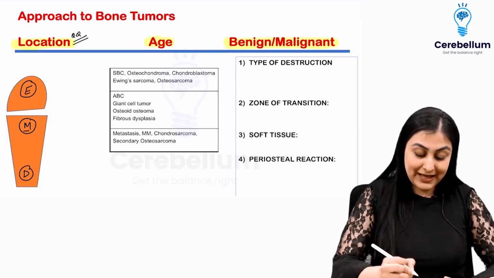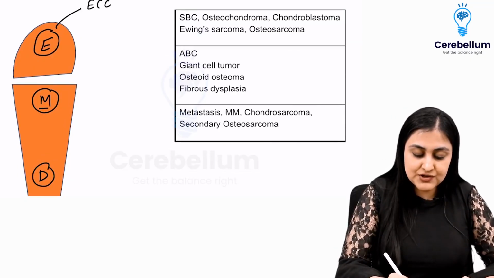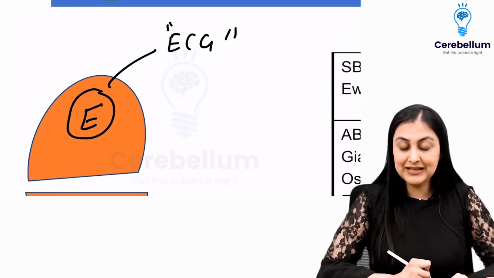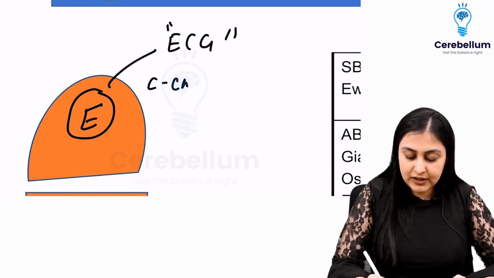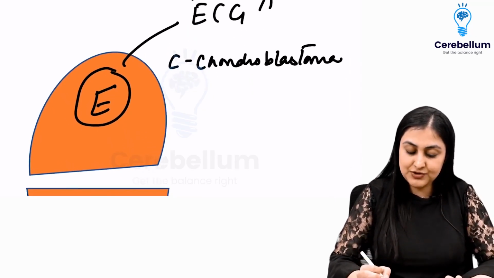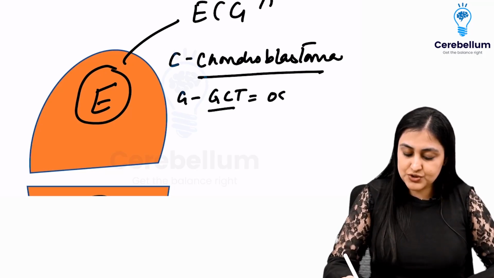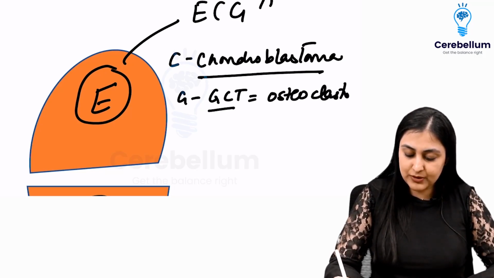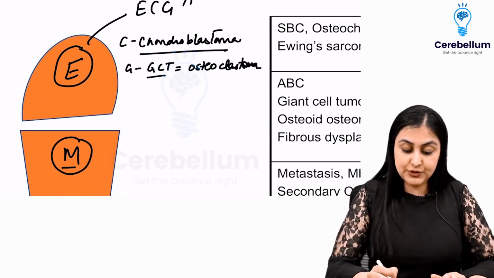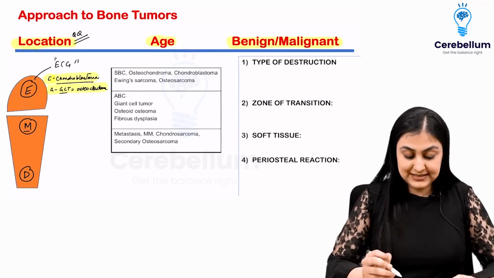So now how do we narrow down the differentials? Here you want to remember, if it is in the epiphysis, a mnemonic: ECG. So what does ECG stand for? When it's an epiphyseal tumor, C for chondroblastoma. So one differential is either a chondroblastoma, or G for giant cell tumor. A giant cell tumor is also called an osteoclastoma. So there are two DDs when it's an epiphyseal tumor: C for chondroblastoma, G for GCT. Okay, so that is ECG for us.